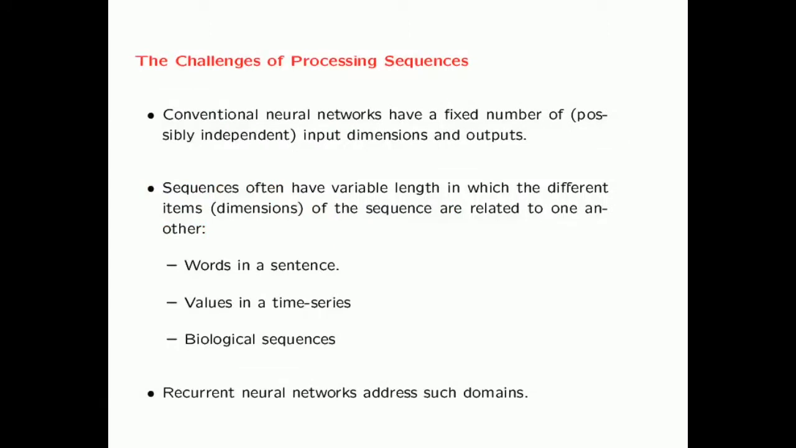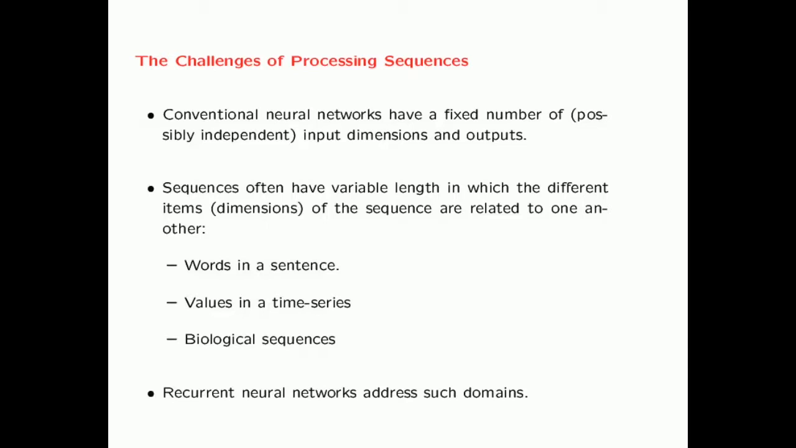So why is it challenging to process sequences? Conventional neural networks have a fixed number of input dimensions and a fixed number of outputs. Furthermore, no prior information about the relationships among the input dimensions is built into a conventional neural network. On the other hand, sequence data often has variable length in which the different dimensions of the sequence, that is the different elements of the sequence, are closely related to one another.